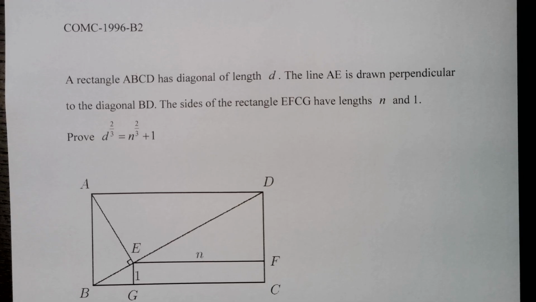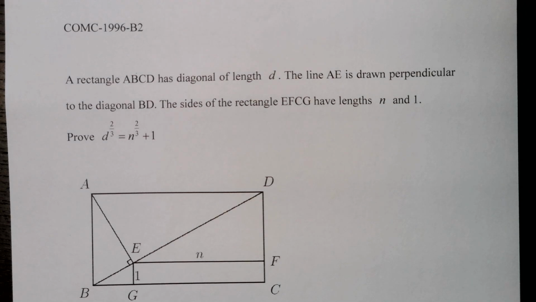Let's first begin by reading the question. A rectangle ABCD has diagonal length d, and the line AE is drawn perpendicular to the diagonal BD. The sides of the rectangle EFCG have lengths n and 1. Prove that d to the power of 2/3 and n to the power of 2/3 plus 1 are equal to each other.